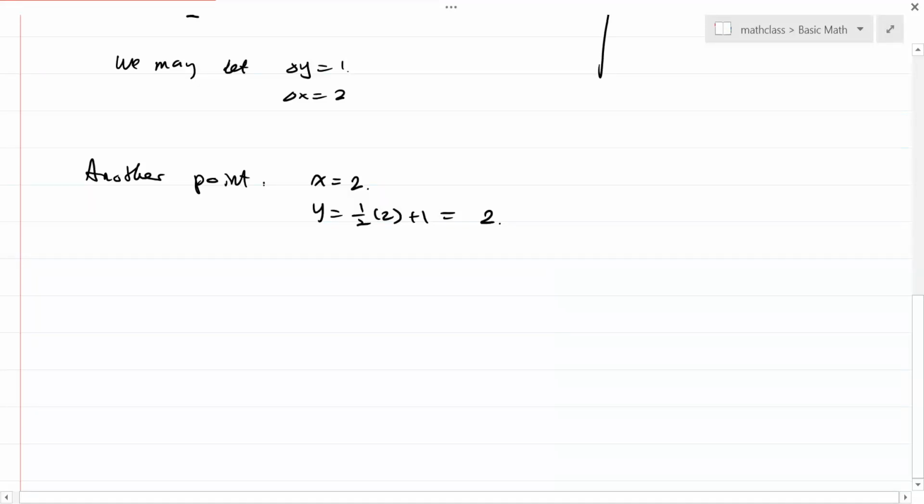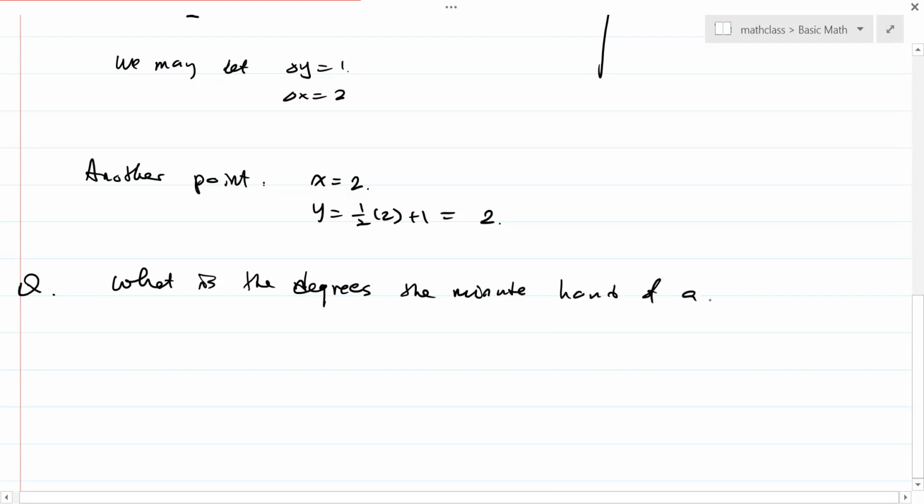All right. My next problem is a proportional problem. So the question is, what is the degree? What is the degrees the minute hand of a clock moves between 6 o'clock 4 p.m. to 6 o'clock 21 p.m.?